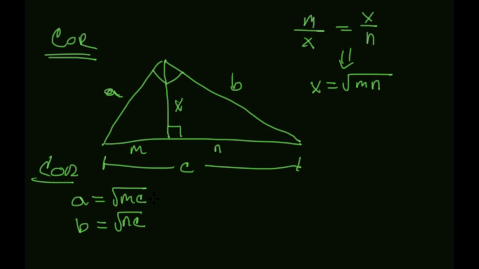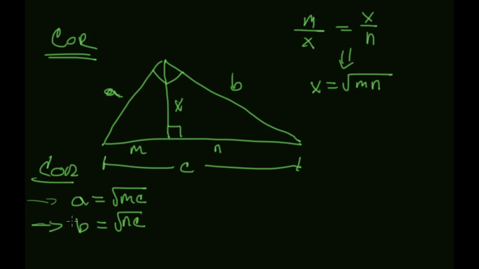Another way of looking at this is, remember that m is to a, short is to hypotenuse, as a is to c, and that's going to give me the first one. And in the second one, b is to n, as c is to b, so that's going to give me the second one here.